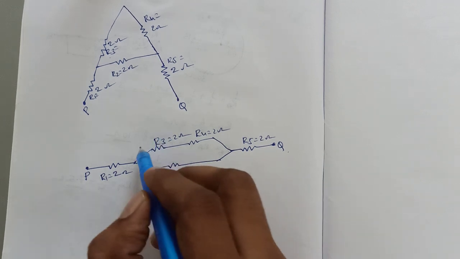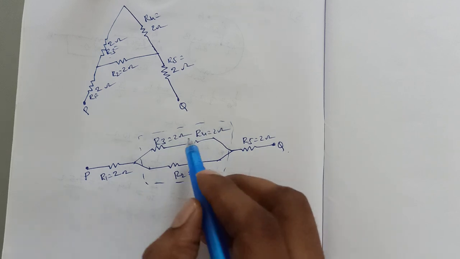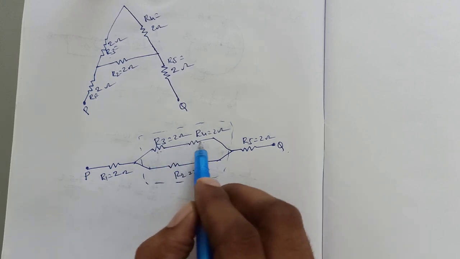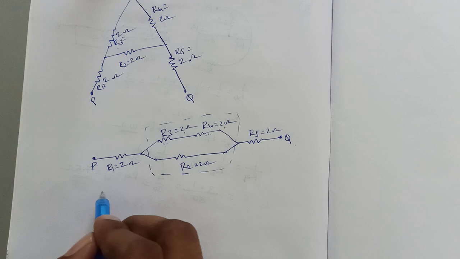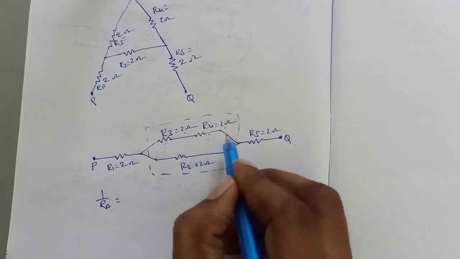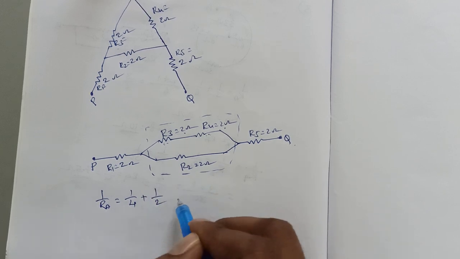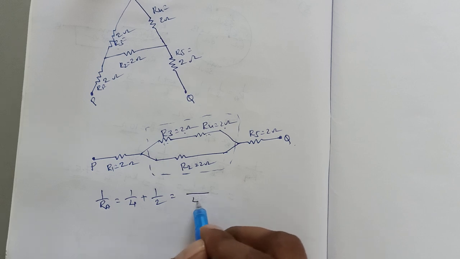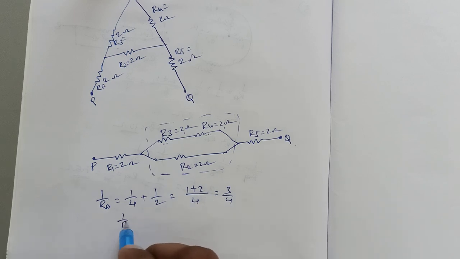Now it's very easy. First find the resistance of this box. R3 and R4 are both in series, so 2 ohms plus 2 ohms is 4 ohms. So 1 by RA is equal to 1 by 4 plus 1 by 2. The LCM will be 4, so 1 plus 2, that is 3 by 4. It means this box's resistance is 4 by 3 ohms.